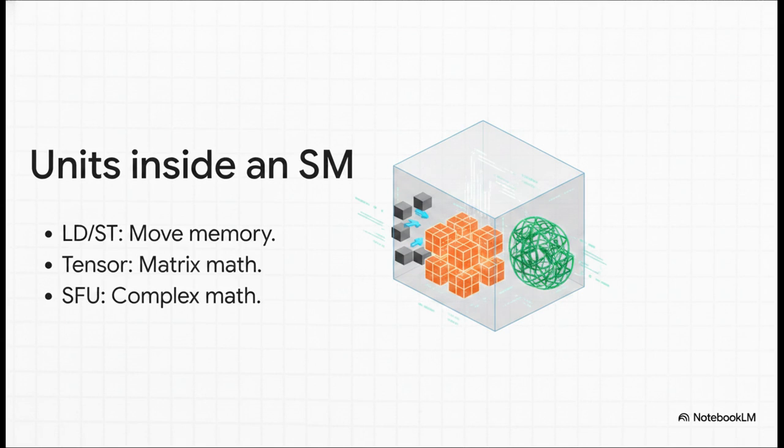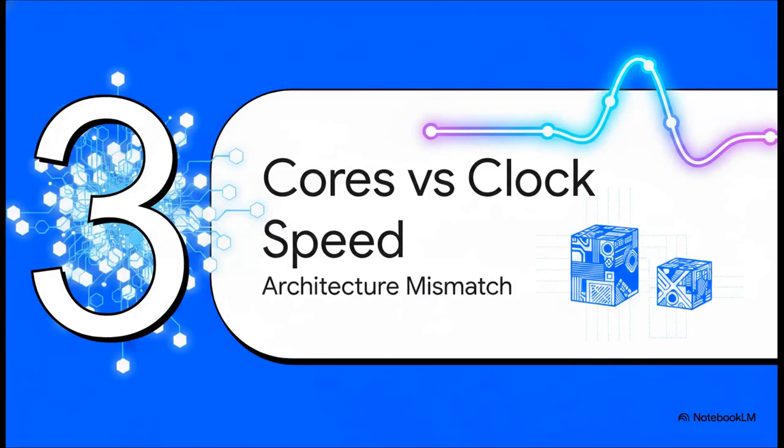Then we have the tensor cores. If you're into AI, these are the absolute stars of the show. They are specialized hardware units designed exclusively for dense matrix operations, specifically the multiply-accumulate workloads that are basically the backbone of deep learning. And finally, we have the SFUs, or special function units. These step in for the really complex, specific math, stuff like calculating logarithms, exponentials, or reciprocal functions. It's this exact mix of specialized resources all firing off in parallel inside the SM that gives a GPU its power. All right, part 3, core count versus clock speed.